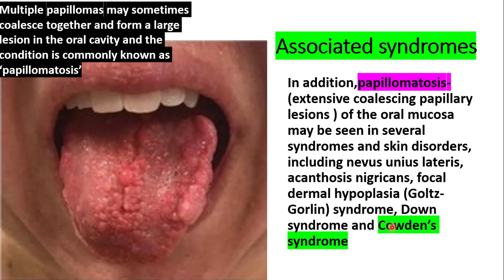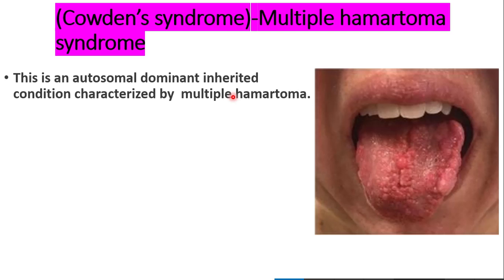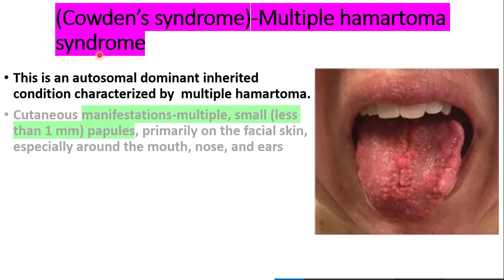And a very important one here is the Cowden syndrome. Cowden syndrome happens to be a very important viva question that is associated with the squamous cell papilloma. So I'll mention a short note about it here. Now, Cowden syndrome is an autosomal dominant inherited condition which is characterized by multiple hamartomas. So simply put, it is an abnormal proliferation in a normal location. This is why it is also called multiple hamartoma syndrome.